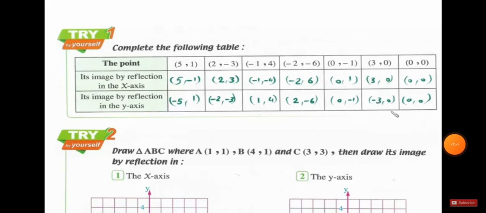As we saw before, reflection in the x-axis changes y. Reflection in the y-axis changes x. This is an example: (5, 1) with the x-axis gives (5, negative 1). With the y-axis, (negative 5, 1). (2, negative 3) with the x-axis gives (2, 3), and with the y-axis, (negative 2, negative 3). (Negative 4, 1) with the x-axis gives (negative 4, negative 1), and with the y-axis, (4, 1). All the remaining points are the same.